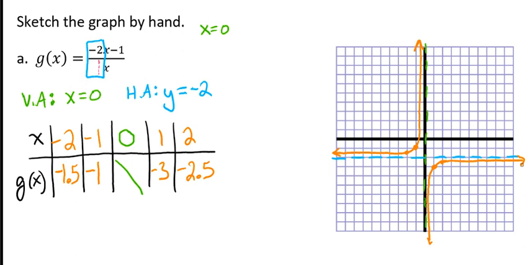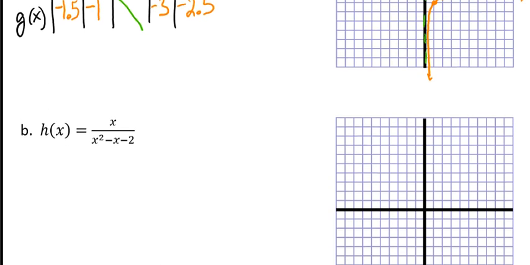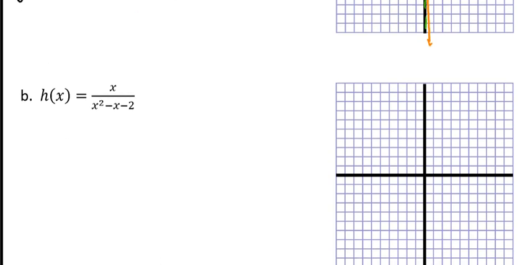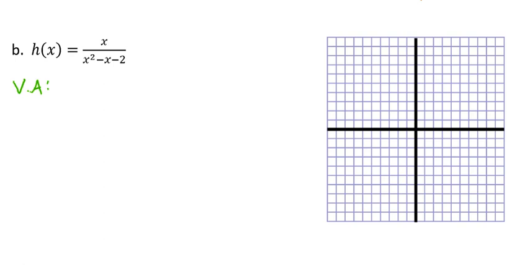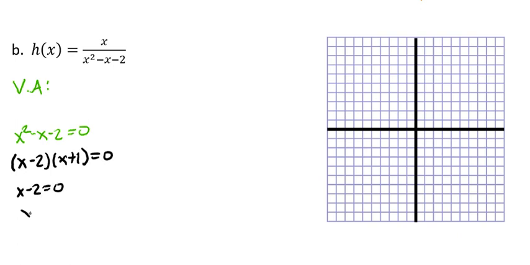Let's do another one. So here we have the function h of x equals x divided by x squared minus x minus 2. We'll start by finding our vertical asymptote, and we do that by taking our x squared minus x minus 2 and setting it equal to 0. Here we're going to end up factoring. So we're going to use x minus 2 and x plus 1 equals 0, which is going to give us an x minus 2 equals 0, or x equals 2, and an x plus 1 equals 0, which means x equals negative 1. So we're going to have vertical asymptotes at x equals negative 1 and at x equals 2.